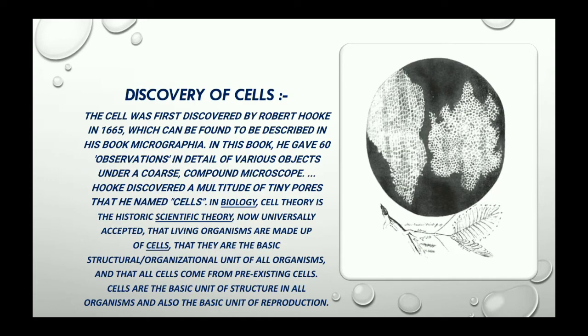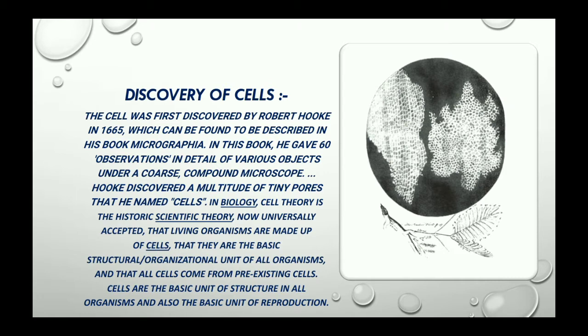So, discovery of the cell. The cell was first discovered by Robert Hooke in 1665, which can be found in his book Micrographia. In this book, he gave 60 observations in detail of various objects under a coarse compound microscope. Hooke discovered a multitude of tiny pores that he named cells.